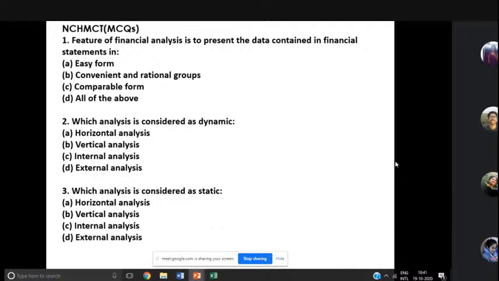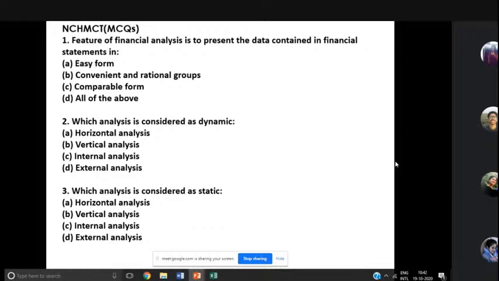Question 2, I'll give you the hint now. Underline the word dynamic. When you copy, please underline the word dynamic. Question 3, when you copy the question, you will underline the word static. What is the keyword there? Dynamic and static. Now tell me which is going to be the answer for question 3. The answer will be B. Vertical analysis. You are taking only 1 year data.